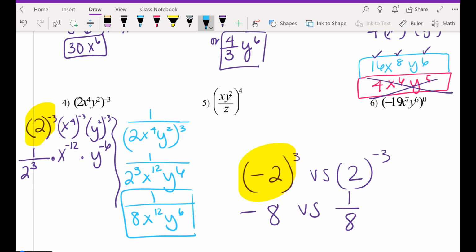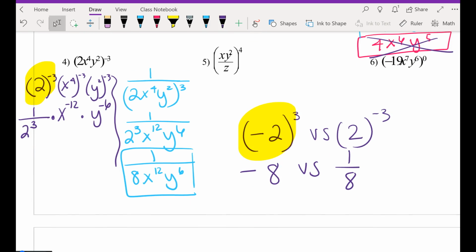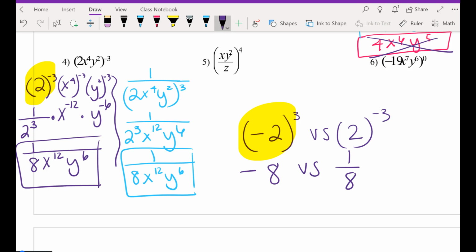Now, even if you don't flip first, it doesn't matter. You're going to get the same exact answer: 1 over 8, x to the 12, y to the 6. Either way, you should always get the same answer. In mathematics, there are multiple ways of doing it. It doesn't matter how you get there, your answer will always be the same.